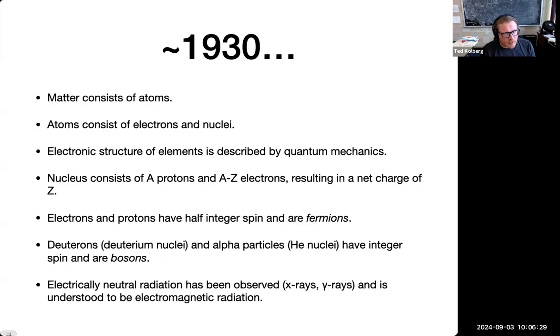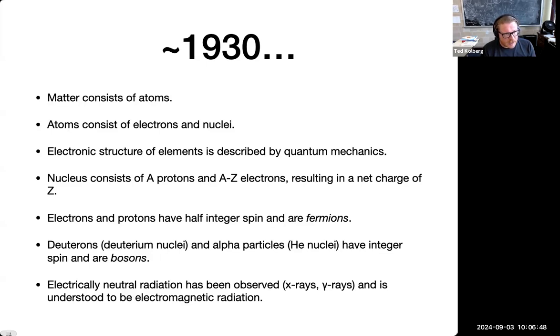We've observed different kinds of particles interacting with matter in experiments. Some of those are deuterons, deuterium nuclei. So this would be 1 proton and 1 neutron in modern language bound together, and alpha particles, which are 2 protons and 2 neutrons, or helium nuclei.